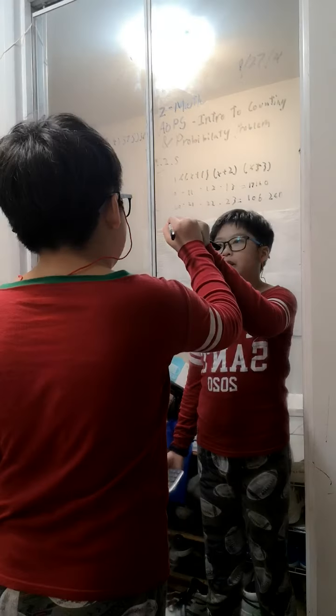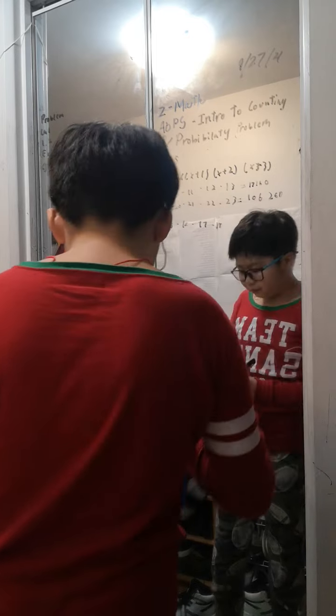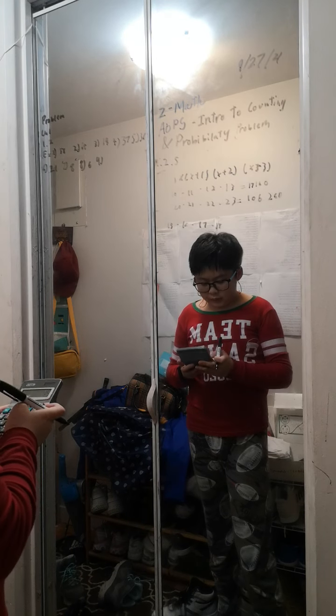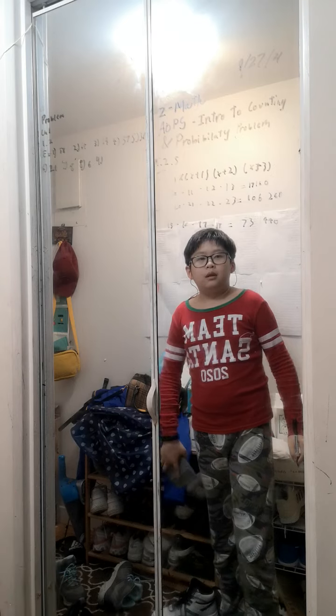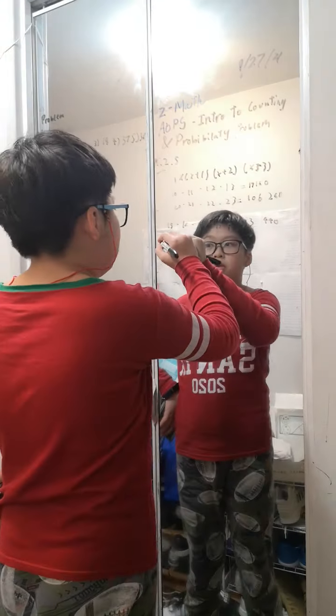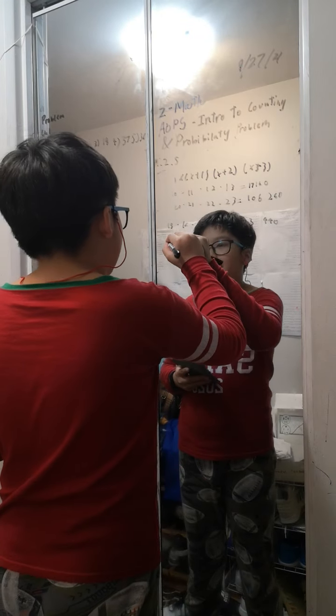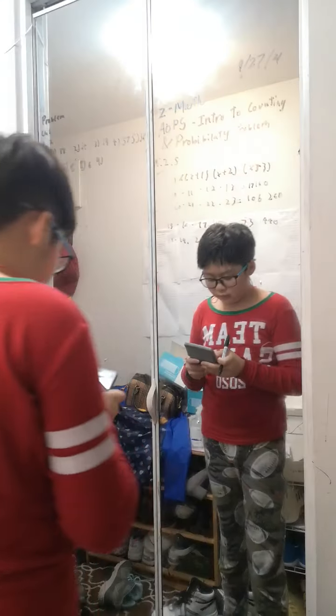15. 15 times 16 times 17 times 18, which equals 73,440. And then looks like it's between these two. Let's see 18. 18 times 19 times 20 times 21.